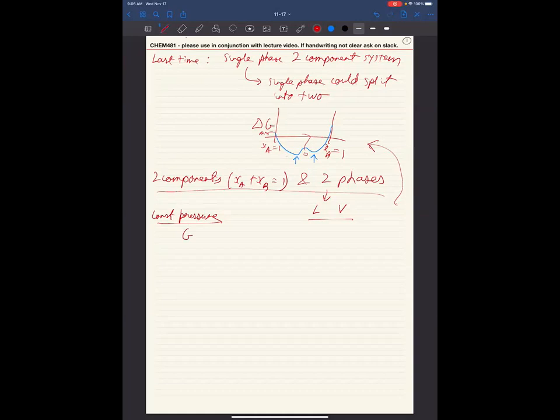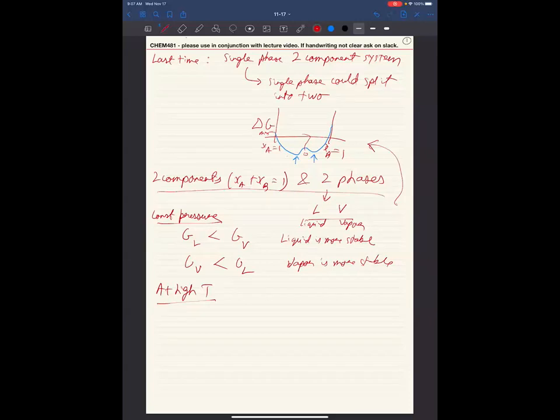Okay, so if GL is less than GV, this means liquid has lower free energy than vapor. By L, I mean liquid, by V, I mean vapor. And this would mean liquid is more stable. And if we found at a certain temperature that GV was smaller than GL, it would mean vapor is more stable. So good. My next question for you is, at very, very high temperature, which phase should be stable? Liquid or vapor? Someone from this side.